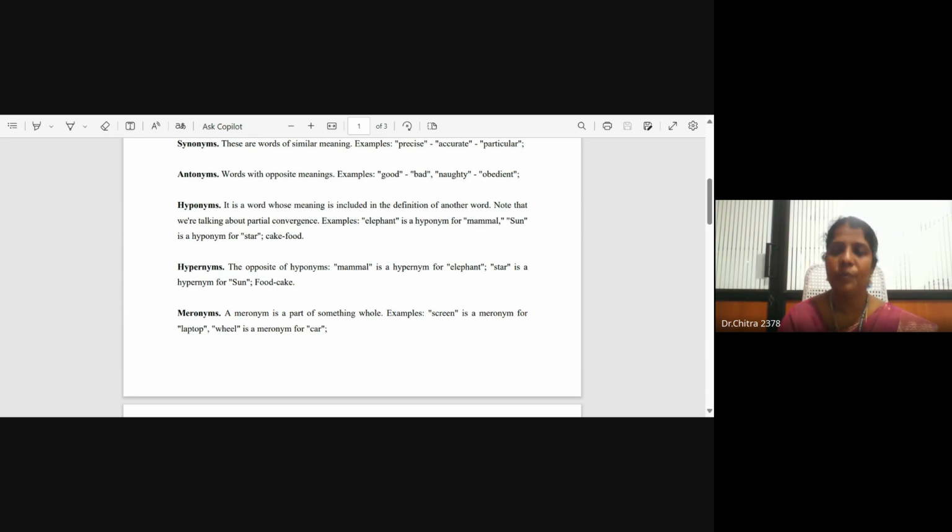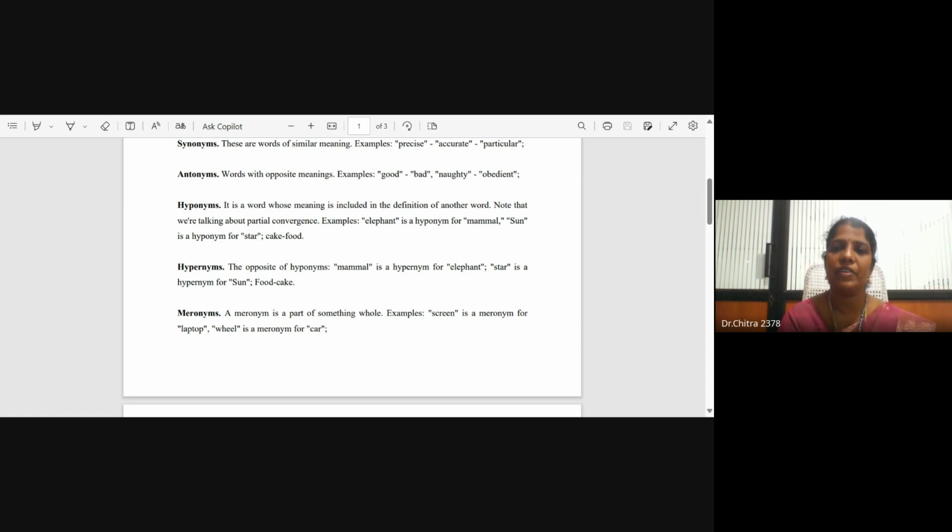Now it is hypo, then hyper. Hyper means big comes first, and after that subdivisions come. That means mammal is the hypernym for elephant. Hyper means entire things are grouped, and that is named as the hypernym. So mammal is the hypernym for elephant.